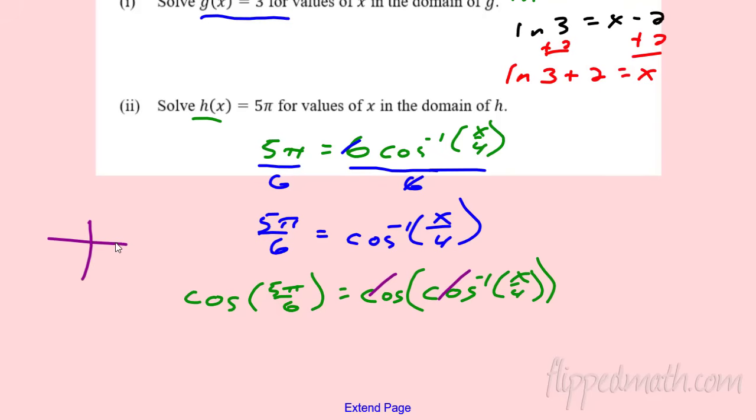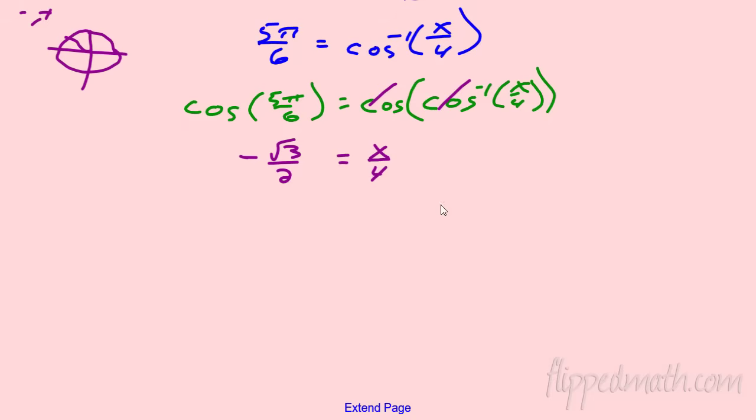Roughly get over to that unit circle. I know 5 pi over 6 is over here. I'm in that negative-positive quadrant. And I know 5 pi over 6 is going to give me radical 3 over 2. Because it's in this quadrant, it's going to be negative. So it's negative radical 3 over 2. Awesome. Those cancel out to give you x over 4. And then let's just finish this off.